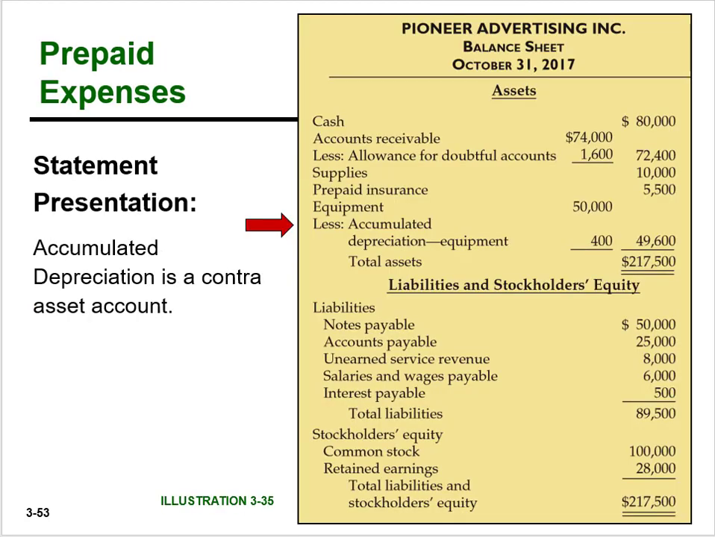And so here you have the balance sheet. Accumulated depreciation is a contra asset account again. And so here it's listed at $400, and it goes directly against your equipment account. And so the net effect is $49,600 in equipment. But you're not adjusting your original equipment basis amount.